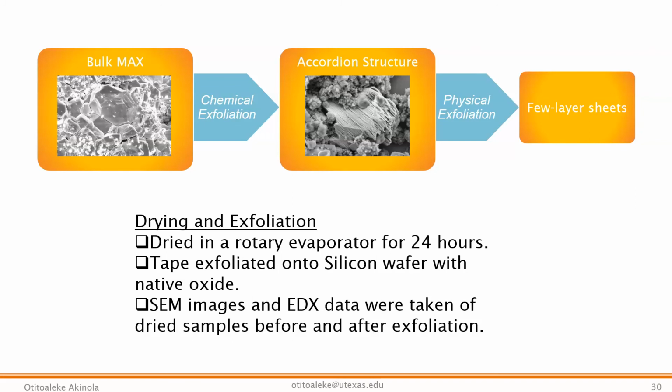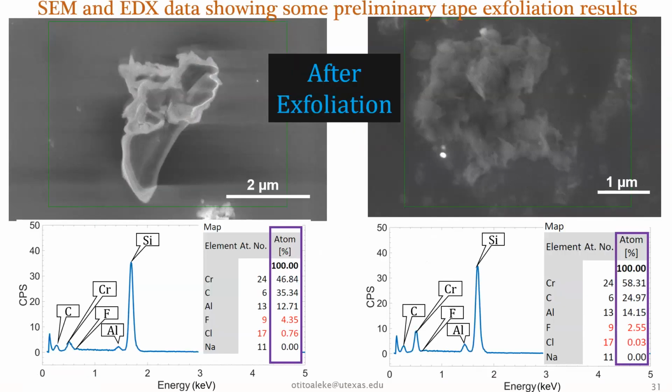And so after that, I think the next stage will be to do the physical exfoliation of the sheets until we get few layer sheets. To do this, I dried the product after the etch further in an evaporator, and then used a tape exfoliation method to get the nanosheets.